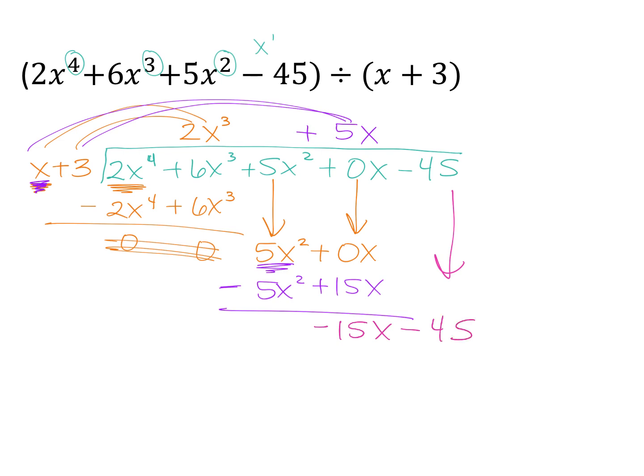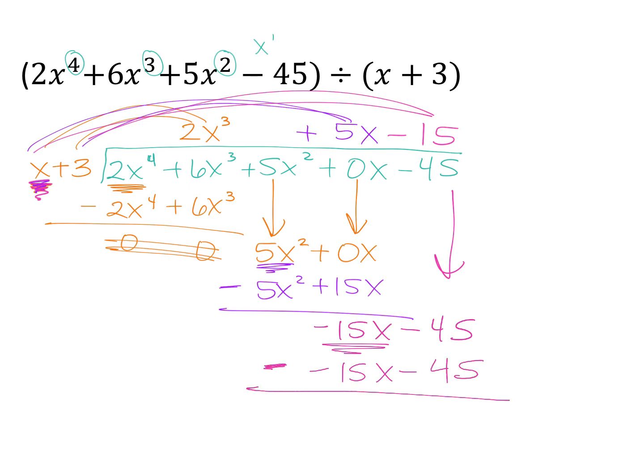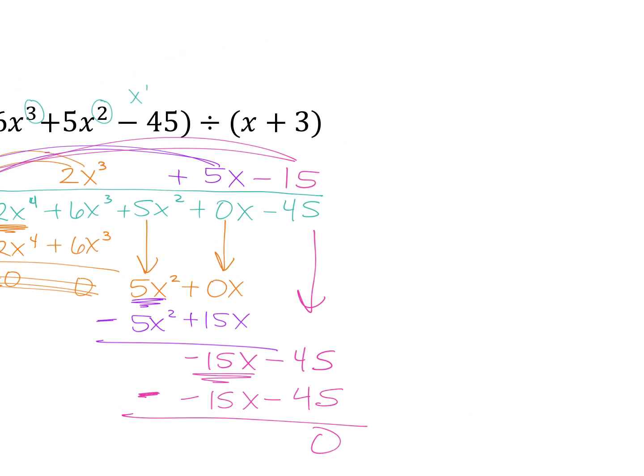And now you ask yourself the question, what can I multiply x by to get a negative 15x? Negative 15, right? So if I multiply both of these parts by negative 15, I get negative 15x minus 45. Okay, subtract them. What do you get? 0. So there's no remainder. That means your answer is right here: 2x cubed plus 5x minus 15.